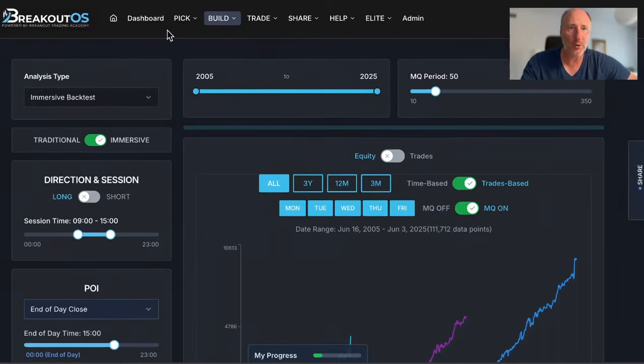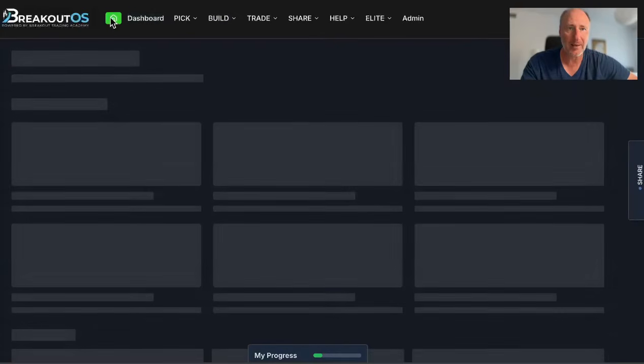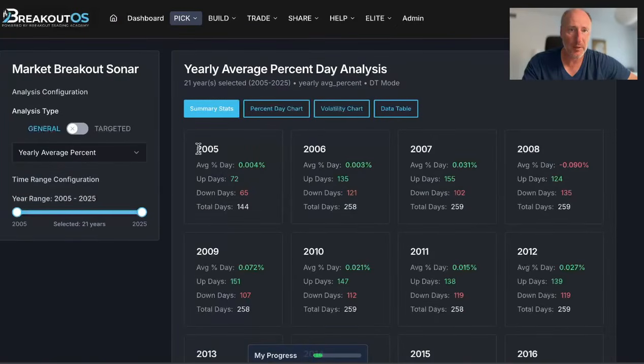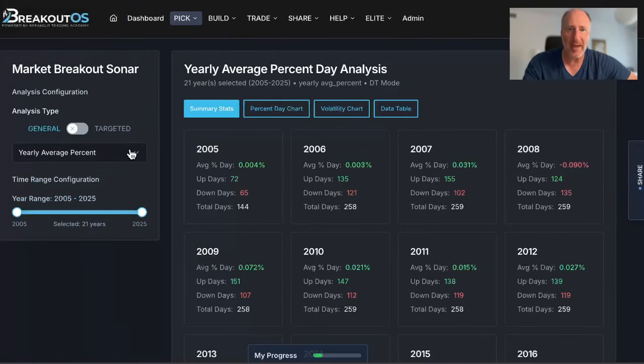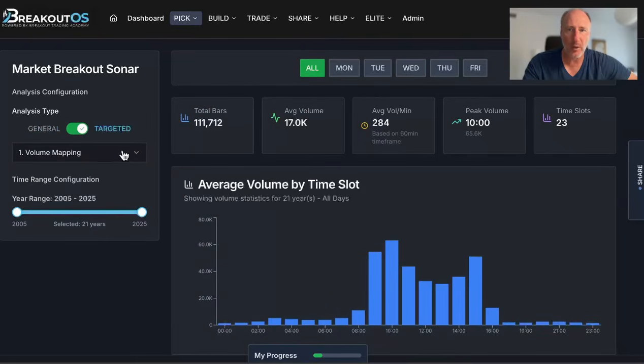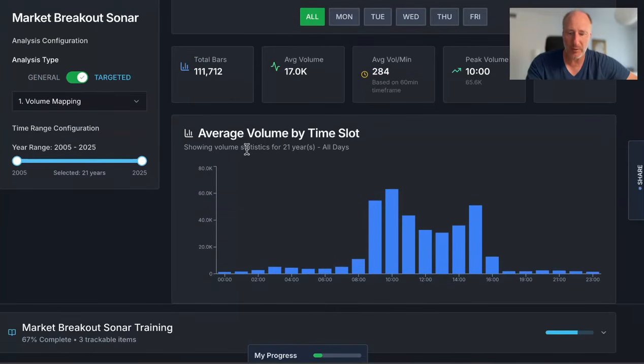So let me go to the very beginning and start with the overview of the E-mini NASDAQ market. I already loaded data of E-mini NASDAQ. It's a 60-minute time frame. We start with a very simple analysis by looking at the volume. And what we can see on the volume is that the regular trading session starts about 9.